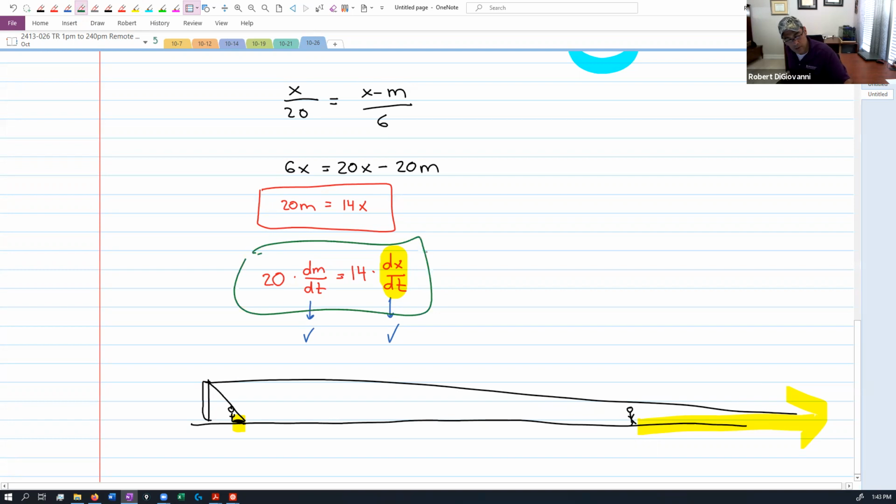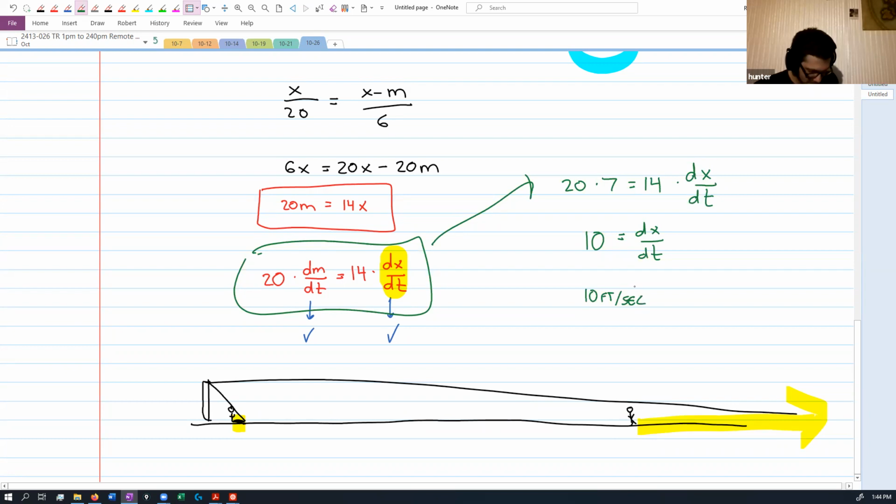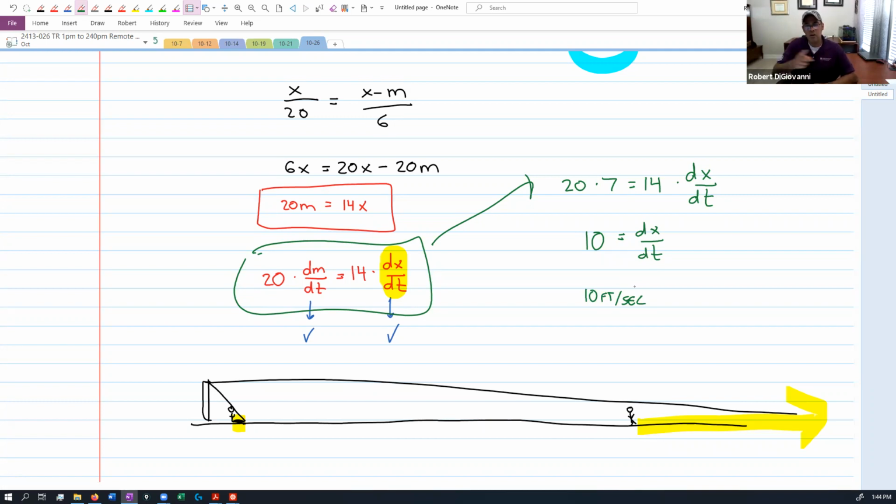I'm going to take this equation and plug things in. dM/dt was 7. Okay, replace dM/dt with 7, divide both sides by 14, and you should get 10. And so it's 10, what was it measured in here? Feet per second. So the man is walking at 7 feet per second away from the pole, and his shadow is moving away from the pole at 10 feet per second. All the time. The shadow is constantly moving across the ground.